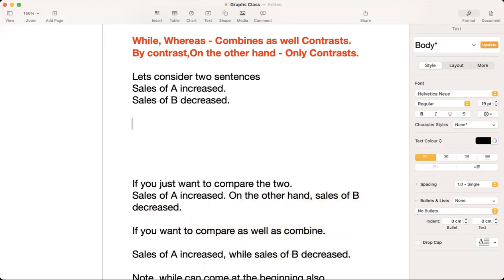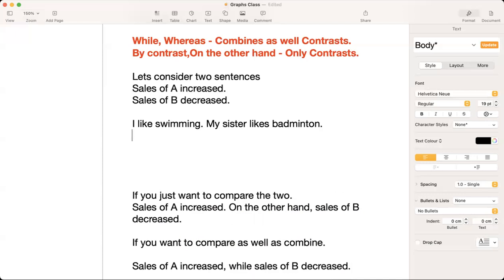Let's imagine I like swimming. My sister likes badminton. Now I want to make this comparison. I have to write in my graph that I like swimming, but my sister likes badminton. Now here we have two options. One option is that I don't want to join the sentences. I want to make two different sentences. When I want to make two different sentences, I'll use by contrast or on the other hand.